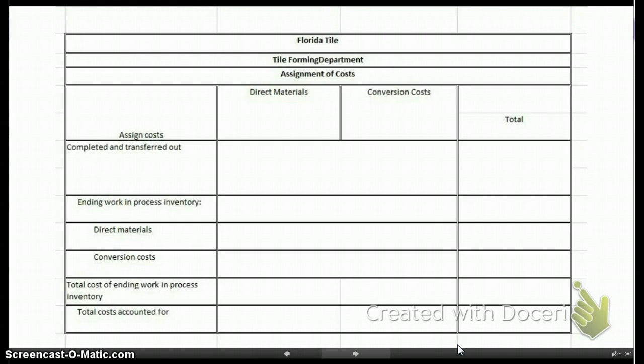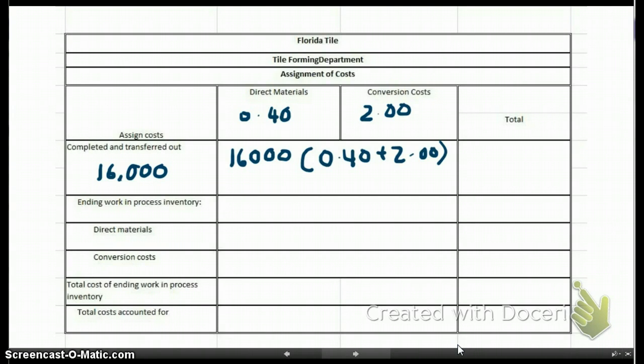In step 4, we figured out that our direct materials were 40 cents per unit, and our conversion cost came out to be $2 per unit. So now that you know what cost per unit is, it's easy to calculate how much the completed and transferred out inventory is worth. You know that you transferred out 16,000 units. So the cost of that is 16,000 times 40 cents, that's the cost of direct materials, plus 16,000 times $2, which is the conversion cost, giving you a total of $38,400 for your completed and transferred out units.